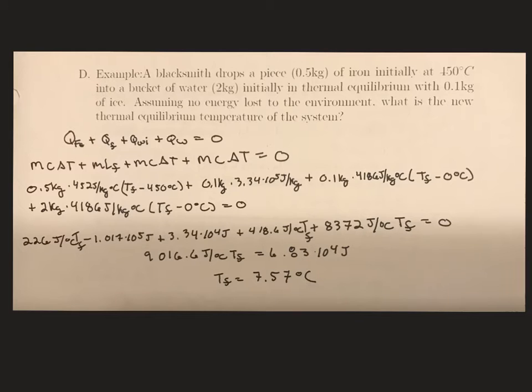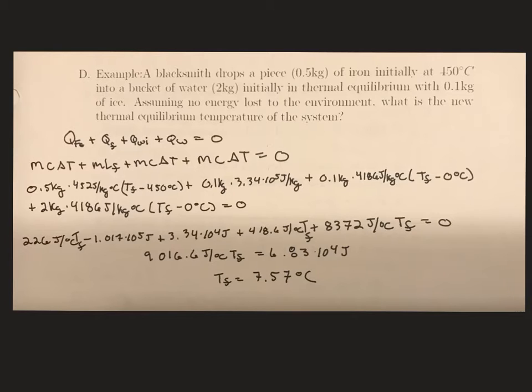we're going to sum all of our heat values and set them equal to 0, because no energy is going to be leaving or entering our system. And we want to know what the new thermal equilibrium temperature of the system is. So we're going to be solving for TF and assume all items in the system have the exact same temperature.